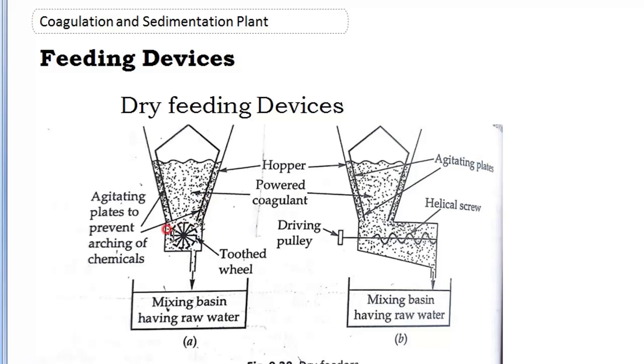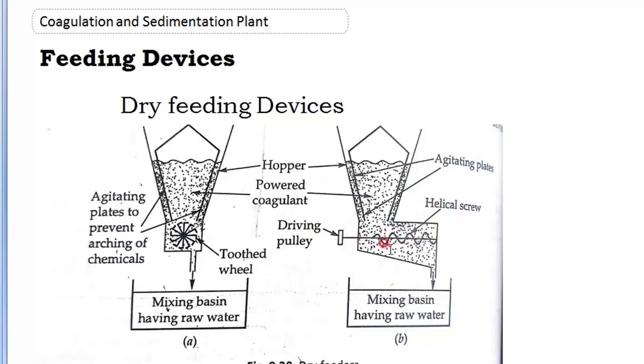And this tooth wheel is used to regulate the flow of this powder. If you increase the speed of the wheel, then it comes very fast. The next step is regulating the feeding of this chemical into the mixing basin.